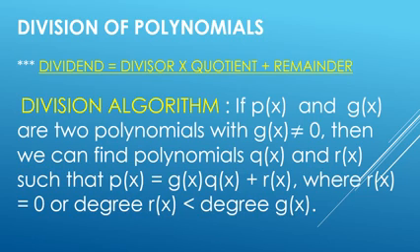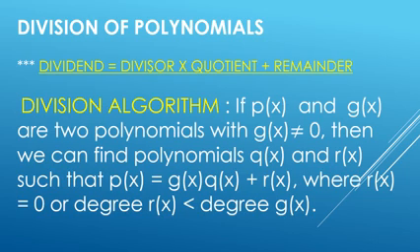What is the division algorithm? If p(x) and g(x) are two polynomials with g(x) not equal to 0, then we can find polynomials q(x) and r(x) such that p(x) is equal to g(x) multiplied by q(x) plus r(x), where r(x) is equal to 0, or the degree of r(x) should be less than the degree of g(x).